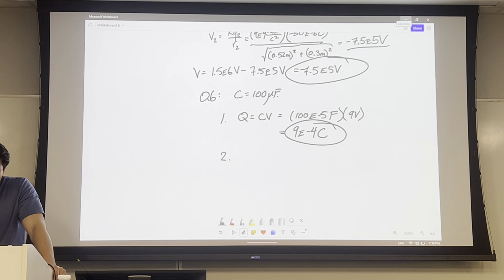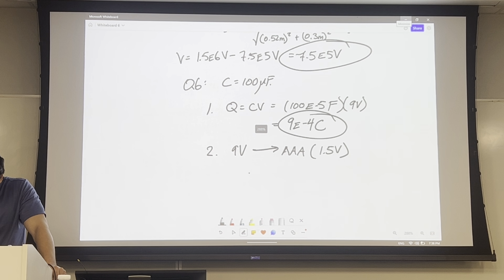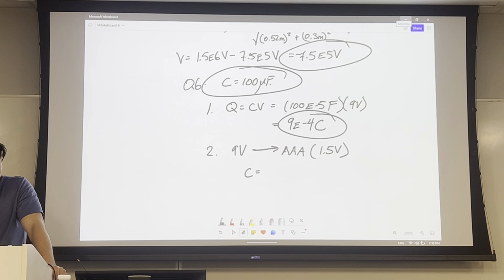Problem 2, I ask you, what would the capacitance be if you replaced 9 volts with an AAA battery? And I told you that the AAA battery has a voltage of 1.5 volts. And the answer, I gave you the answer at the very beginning. The capacitance is 100 microfarad.